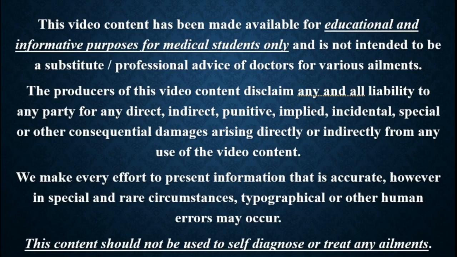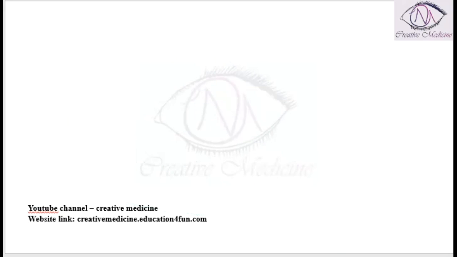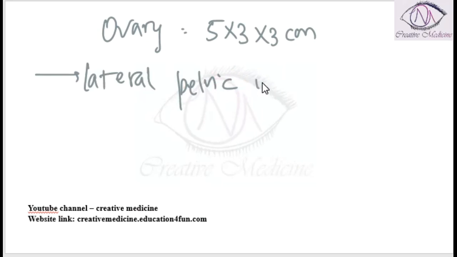In this lecture, we will learn about the ovary. The size of the ovary is 5 x 3 x 3 centimeters. Location: the ovary is located in the lateral pelvic wall, mainly in the ovarian fossa of Waldeyer.